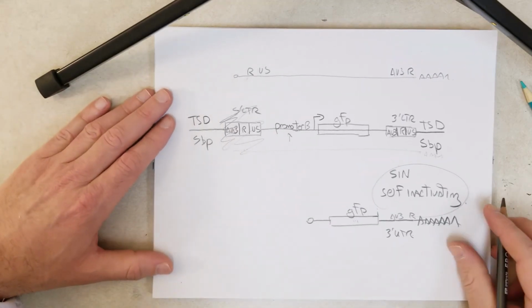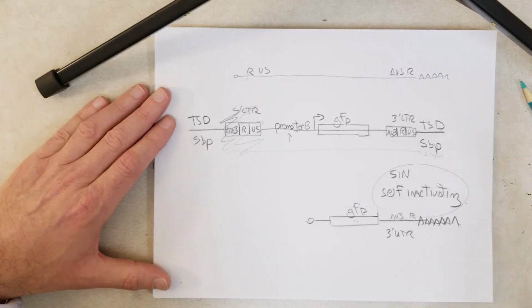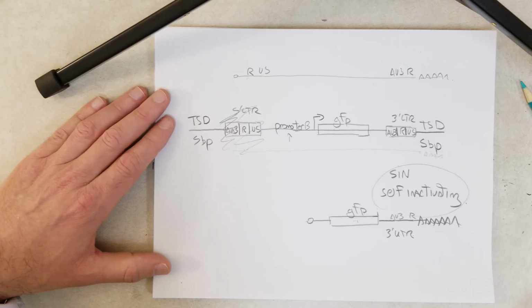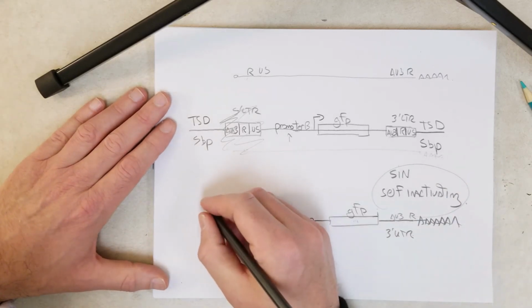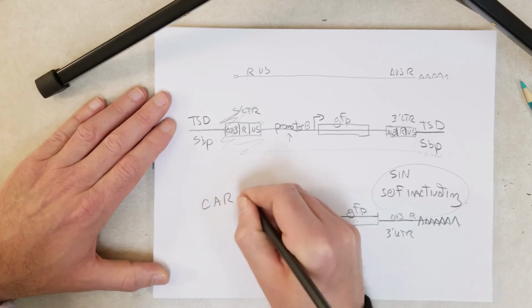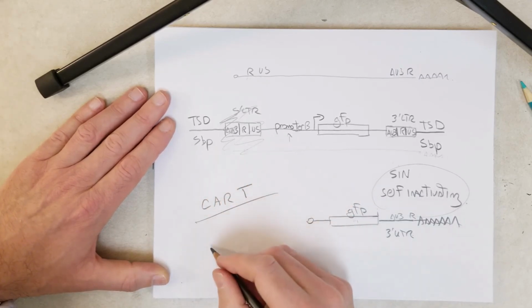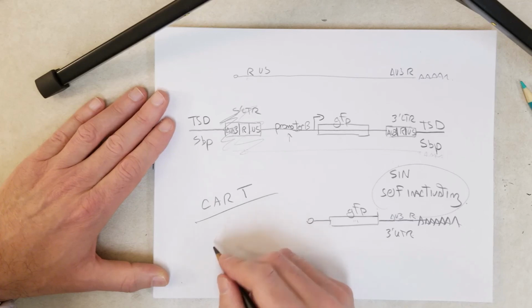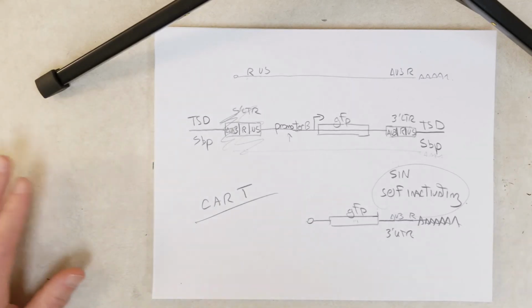Now, if you understand that, you're going to understand this new gene therapy approach that I'm going to talk about in the next video, and it's a gene therapy called CAR T therapy, and it's used to treat a form of leukemia. Okay, see you in the next video.